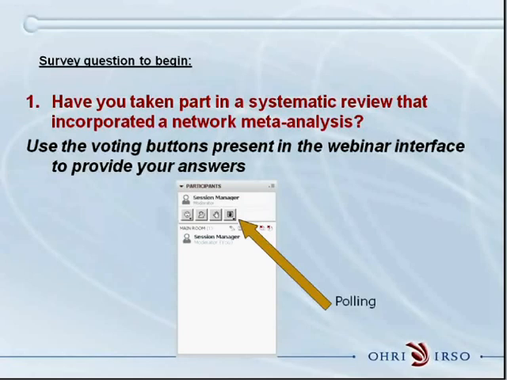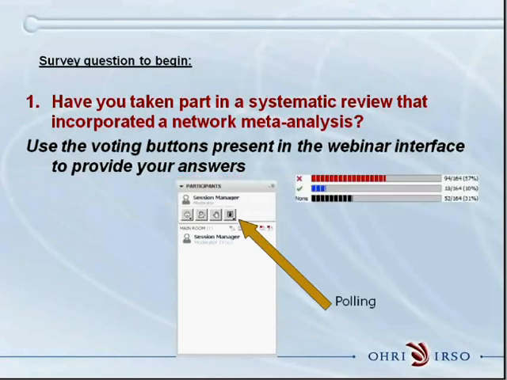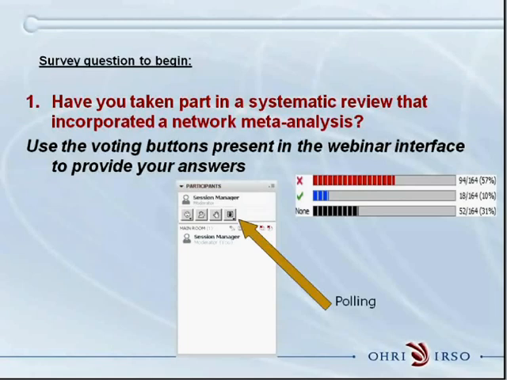Still coming in. Based on what I'm seeing here, it looks like about 20% or so are saying yes, you've been involved in one, but a very high proportion have not. So that gives us a very good notion of our audience. Lots of folks who are interested in the topic, lots of folks who are looking for more exposure, and that's really what I'm trying to do with today's session. So with that in mind, I will move on and get started on the slides.